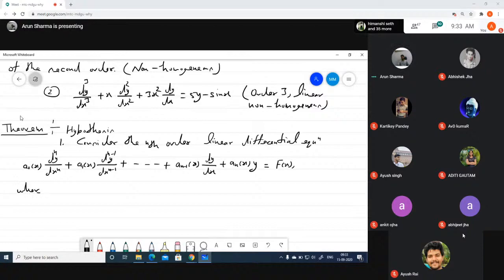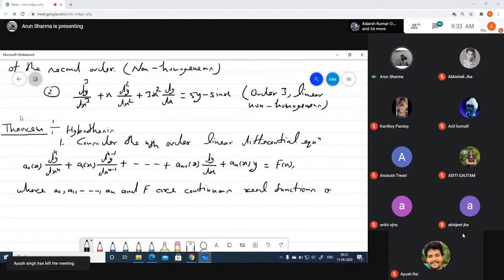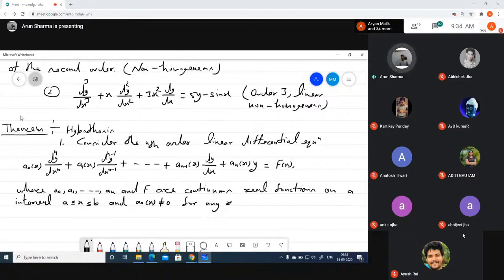Where a naught, a1, an and f are continuous real functions on the interval a less than or equal to x less than or equal to b, and a naught x is not zero for any x on a less than or equal to x less than or equal to b.